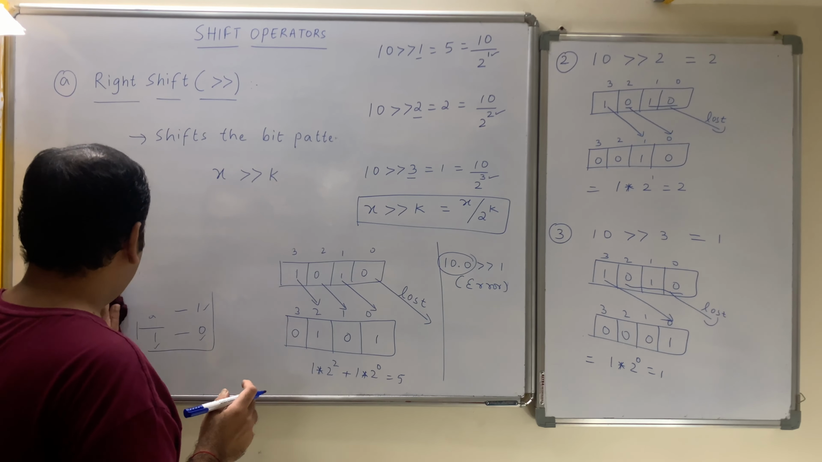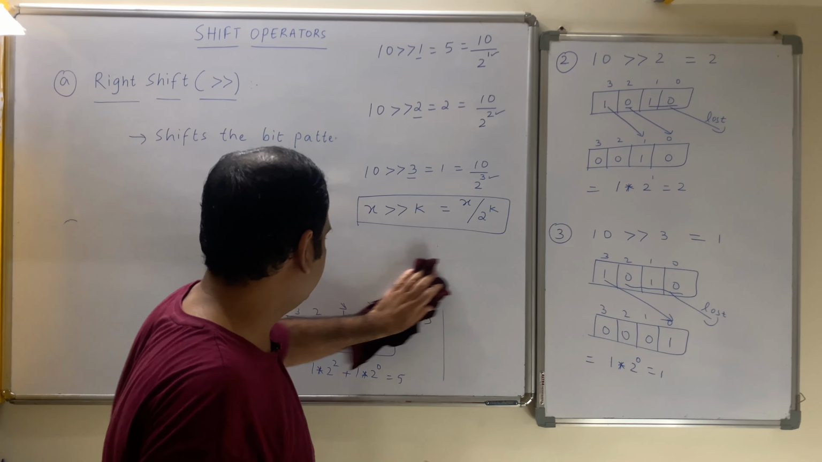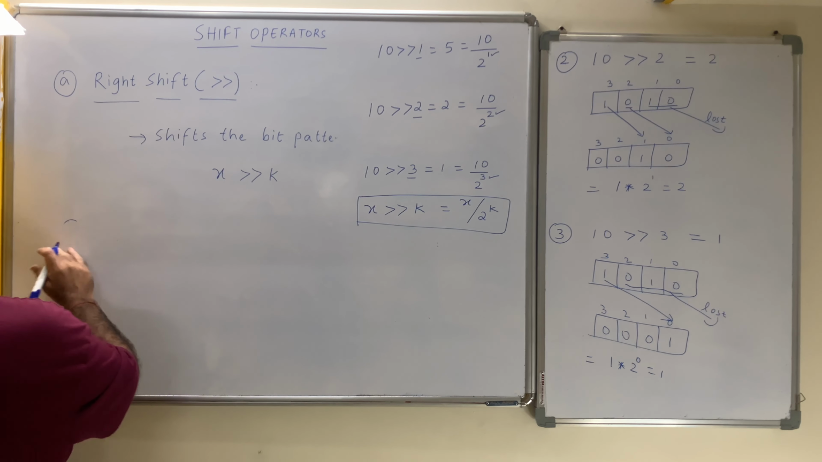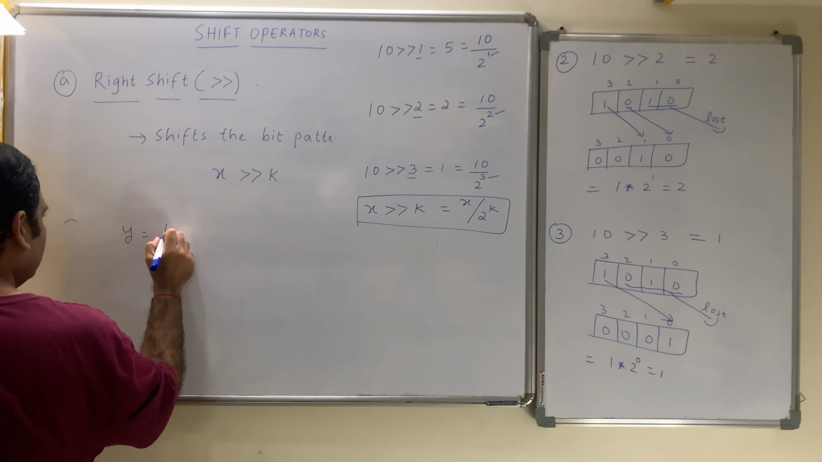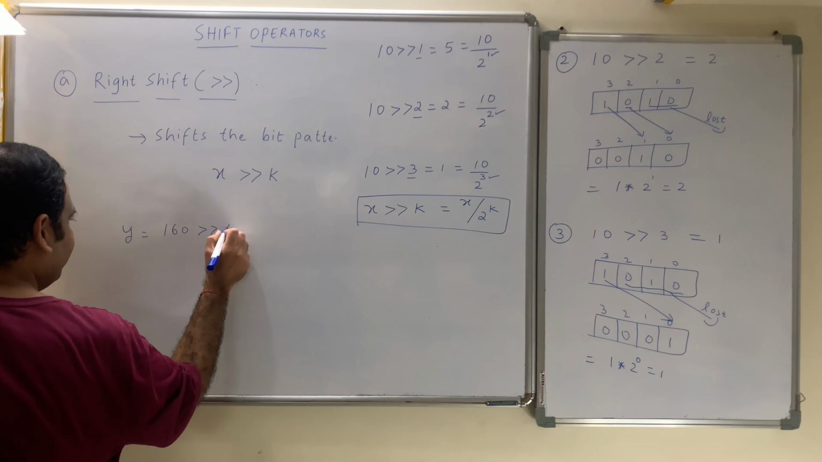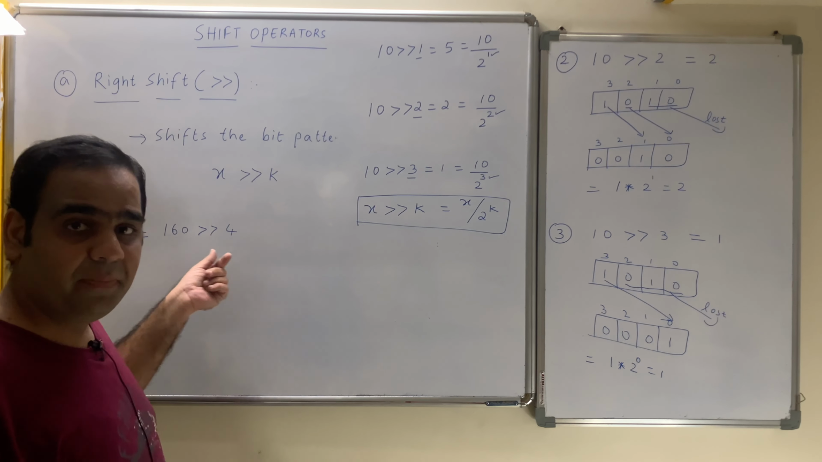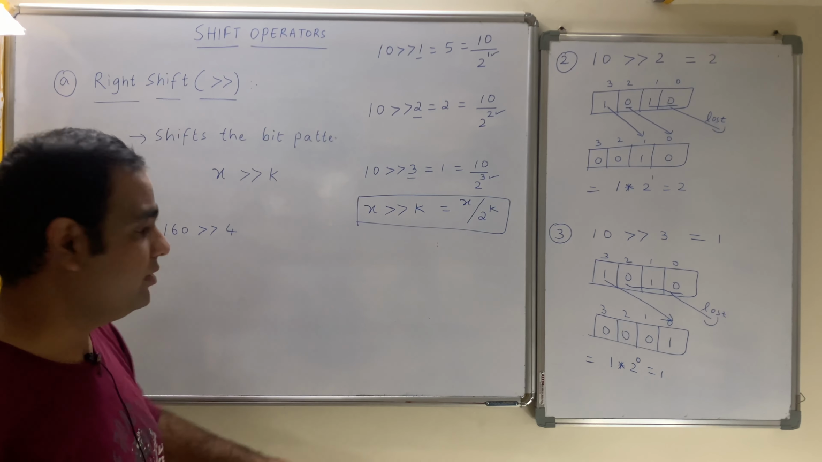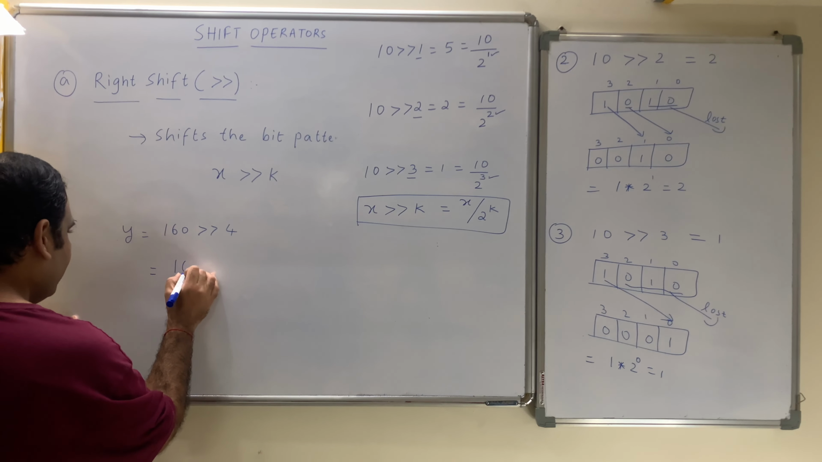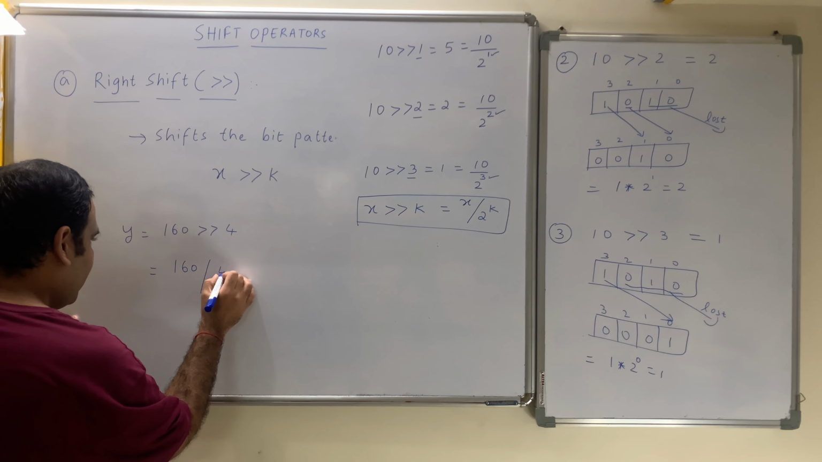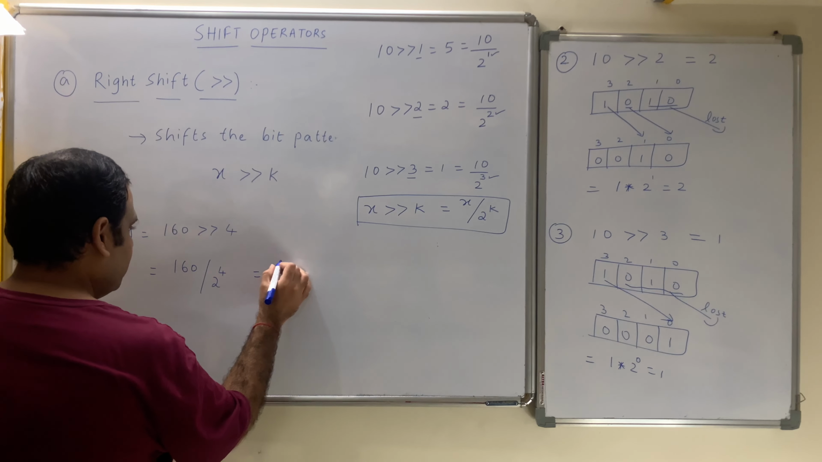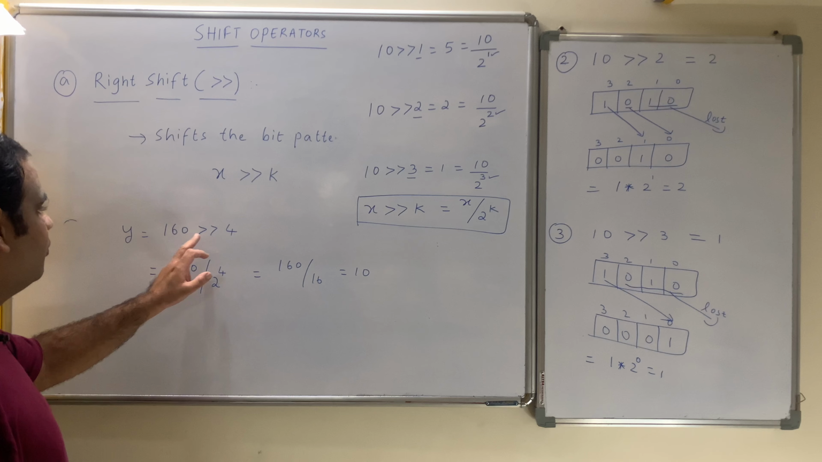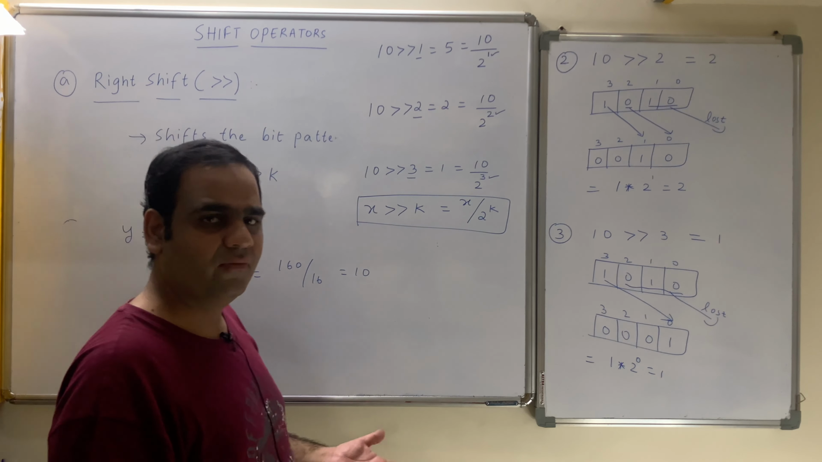Now let's take an example and try to understand this. Suppose we write y is equal to 160 right shift by 4. Will you write the bit pattern and do it? No, we already know this formula. X right shift k is nothing but x divided by 2 to the power k, so this is 160 divided by 2 to the power 4. Now this is equal to 160 divided by 16, which is equal to 10. Therefore 160 right shift by 4 is equal to 10.